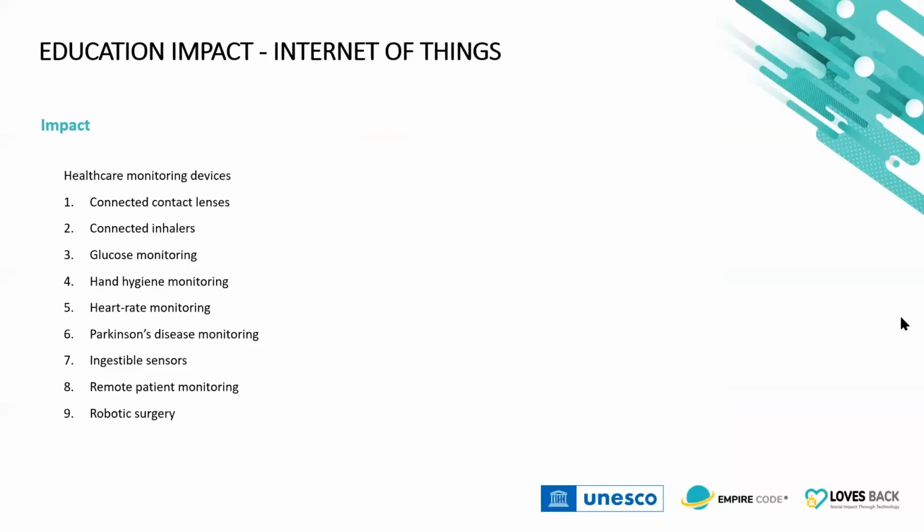Okay, now we're going to look at the impact of Internet of Things on healthcare monitoring devices, such as connected contact lenses, connected inhalers, glucose monitoring, hand hygiene monitoring, heart rate monitoring, Parkinson's disease monitoring, ingestible sensors. I think some of you might find this very, very fascinating. Remote patient monitoring, and lastly, robotic surgery.